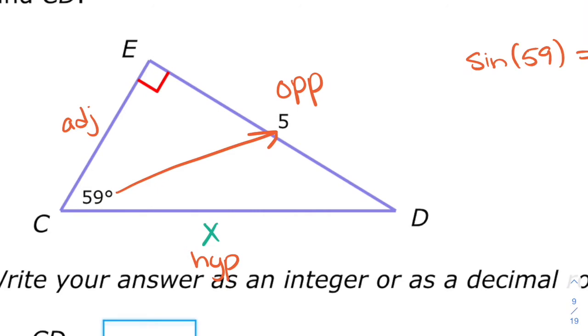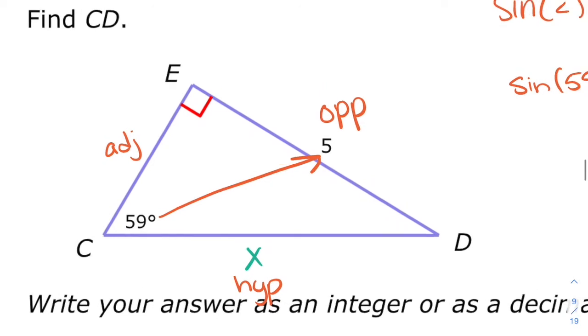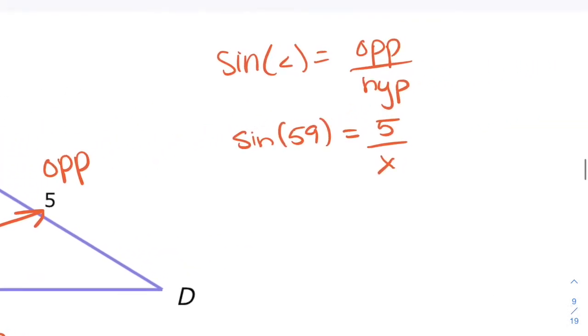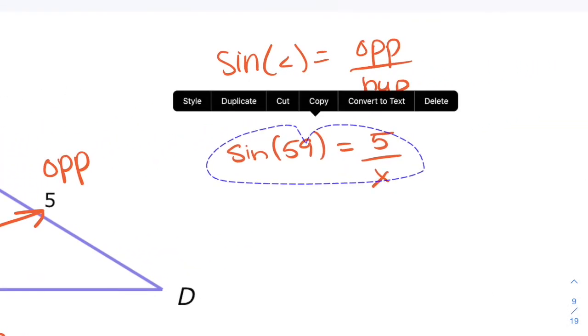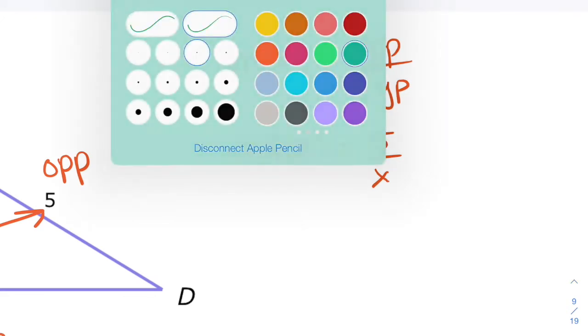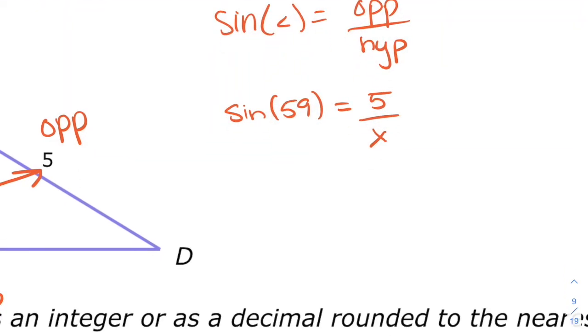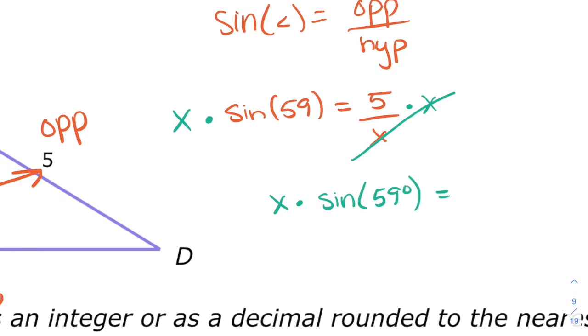I'm not going to put a variable there because I don't want to even know what CE is. I don't really care because the question's not asking me for that. Okay? So now the question is, how do I solve for x? The first thing you have to do is move x up to a numerator. So you're going to have to multiply both sides by x, which will get x out of the denominator. So you'll have x times sine of 59 degrees equals 5.